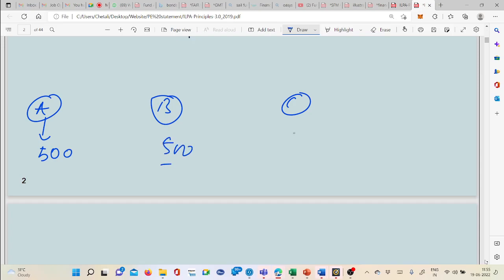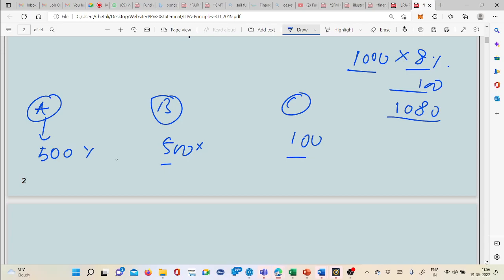Okay, we have this A, B, and C. Again, I'll consider the same example. Let's say we have received 500 crore, 500 crore, and here also some value, let's say 100 crore, 100 crore. If you calculate the investor's portion, let's say total investment is around 1,000 crore, and 8% as a preferred return goes to around 80 crore, so 1080, right?